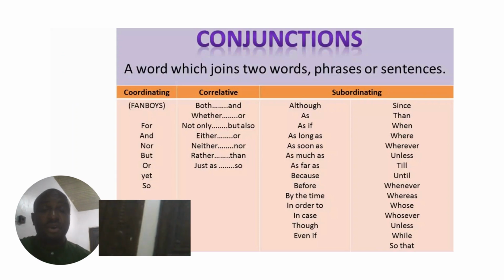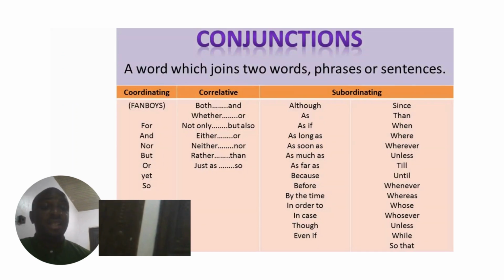Then finally, don't forget the acronym I use for them. Like I said before, we use conjunctions to join words, phrases, or sentences. And the coordinating conjunction, I gave it the acronym of fanboys, which means for, and, nor, but, or, yet, and so. And for correlating conjunctions, they come in twos, they work in pairs.